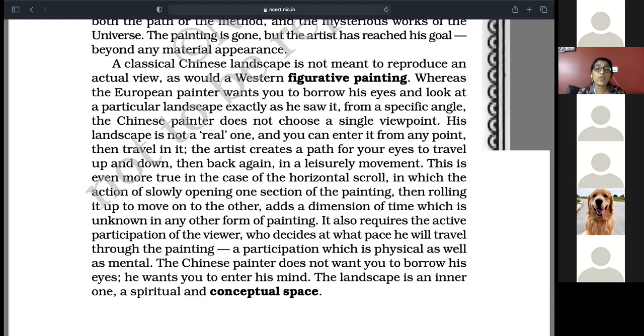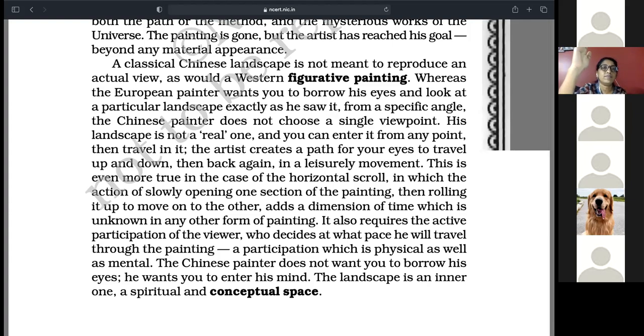It also requires the active participation of the viewer who decides at what pace he will travel through the painting, a participation which is physical as well as mental. Means the painter wants you to mentally understand. It's not just appreciating but understanding the concept. The Chinese painter does not want you to borrow his eyes. He wants you to enter his mind.